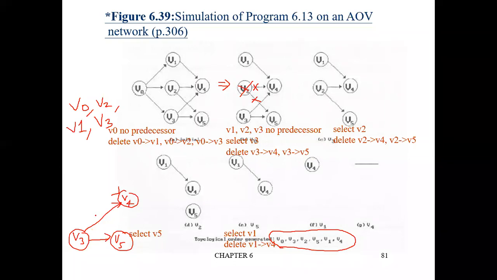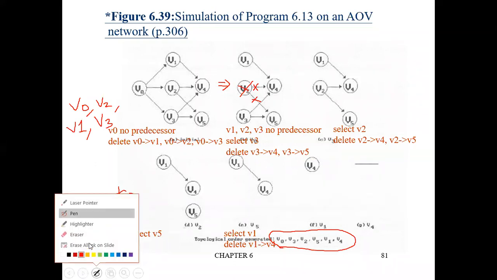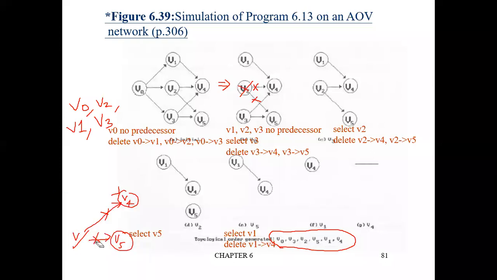How many outgoing edges from V3 do we have? 2. Yes, V3 to V4 and V3 to V5. Good. So delete these two edges and delete V3 also. So the resultant graph has just two nodes, V4 and V5, which are not connected.